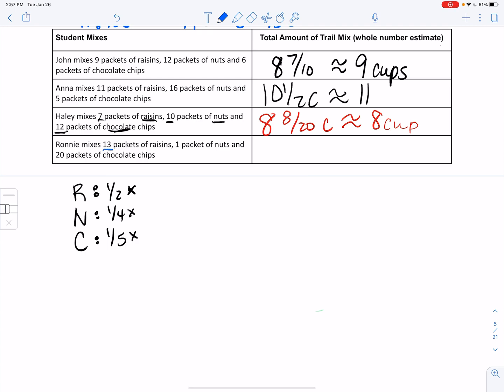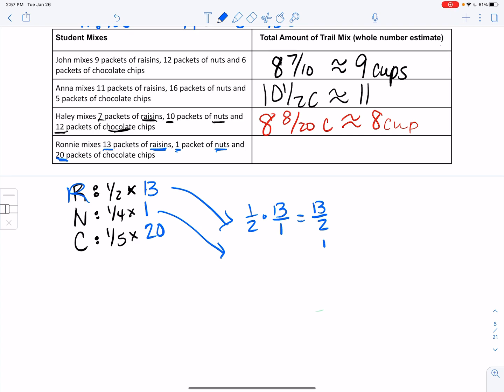So Ronnie makes 13 packets of raisins. So this is my raisins, multiplied by 13. 1 packet of nuts, that's easy. 20 packets of chocolate, oh yeah, 20. So now I'm going to multiply 1/2 times 13 all over 1, 13 over 2, so that's his raisins. Let's go to the next one.